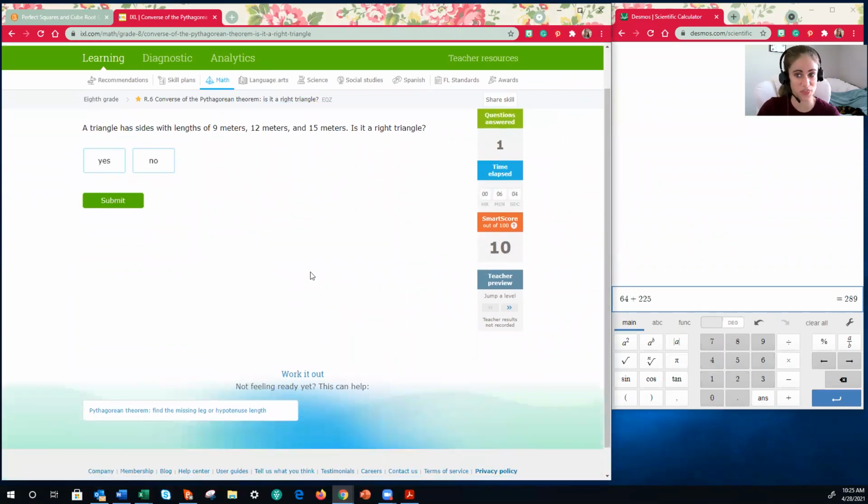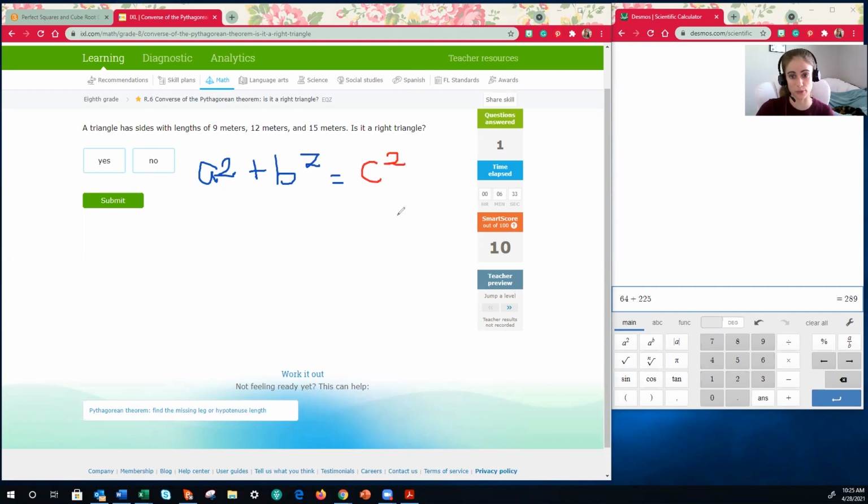All right, let's try it with another one. So a triangle has the side lengths of 9 meters, 12 meters, and 15 meters. Is it a right triangle? So first, I'm going to write the formula down because the more I write it, that will help me memorize the formula. So the Pythagorean theorem is a squared plus b squared equals our hypotenuse, c squared.